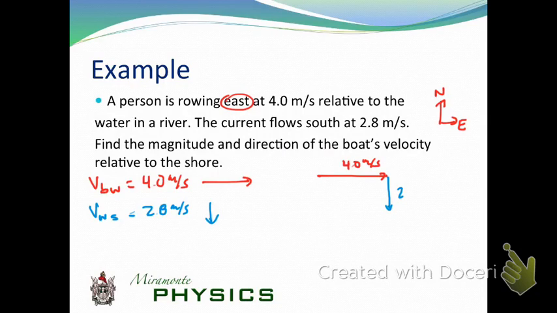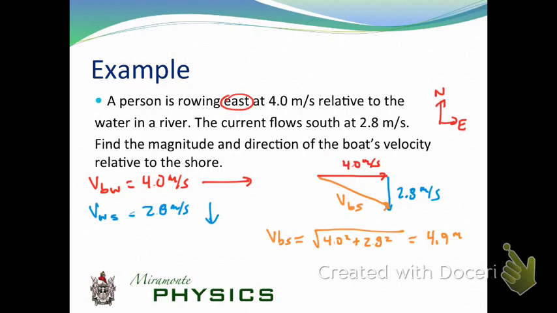Now we want to combine those two vectors to find the net velocity vector, the relative velocity of the boat with respect to the shore. So we do that using Pythagorean theorem. Velocity of the boat with respect to the shore is the square root of 4 squared plus 2.8 squared. I throw that into my calculator and I get 4.9 meters per second.